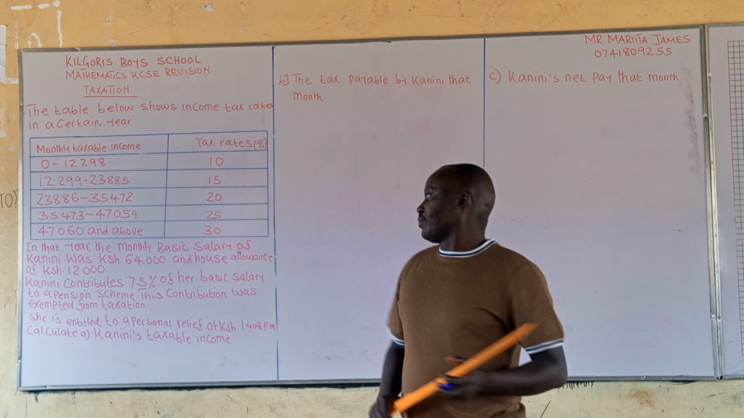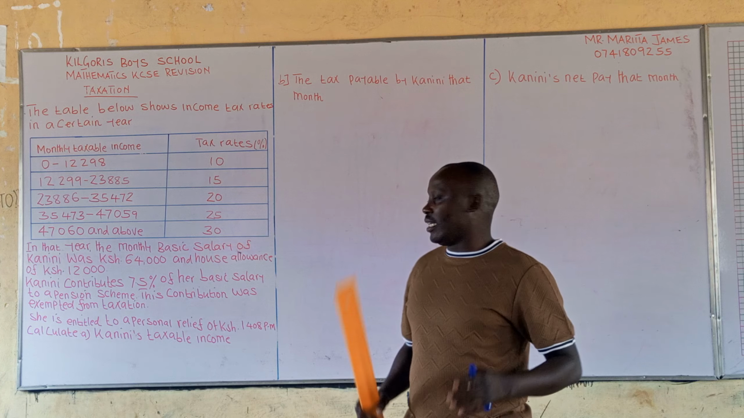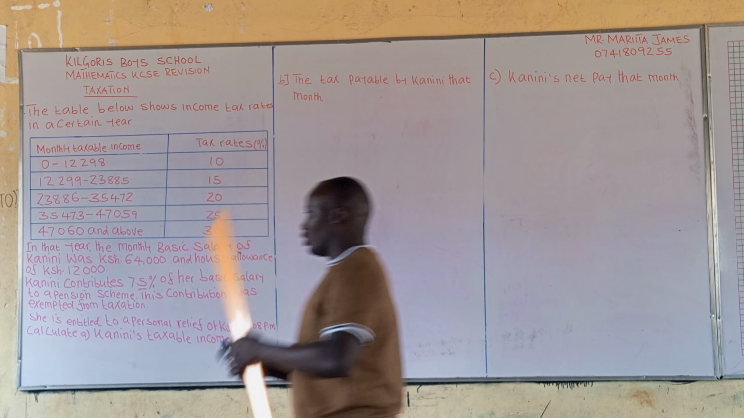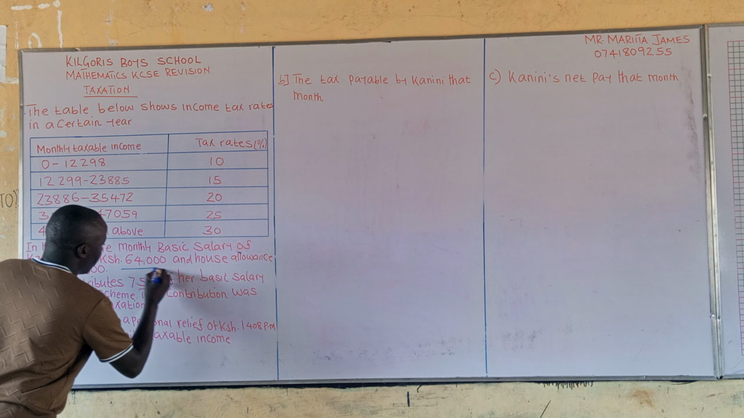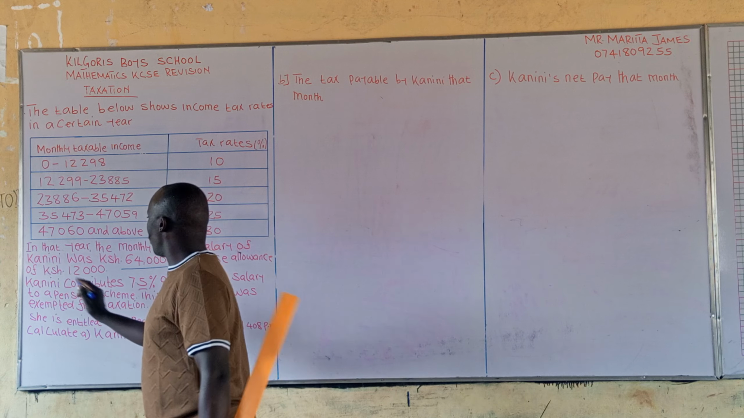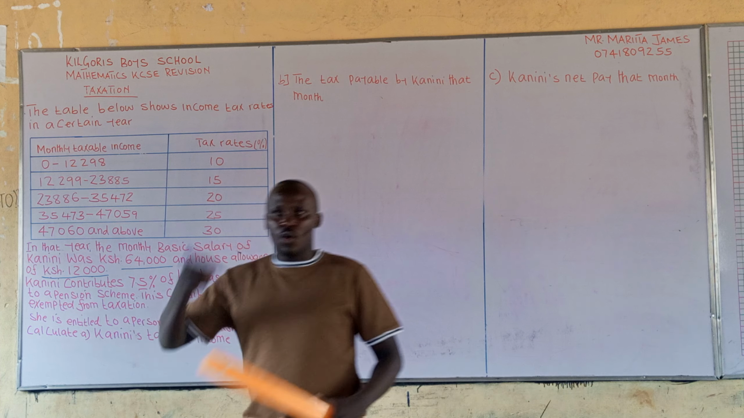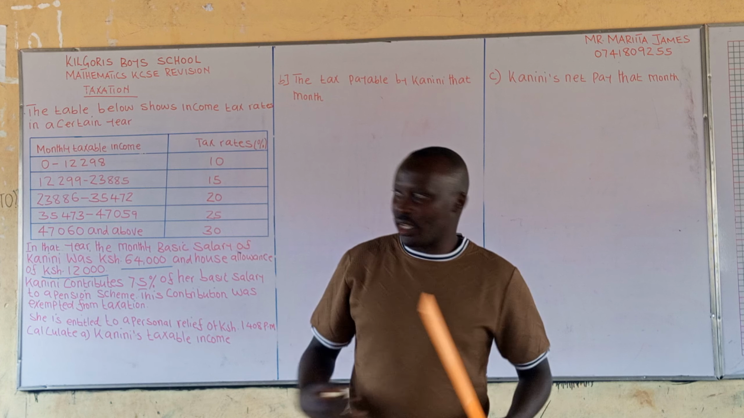In that year, the monthly basic salary of Kanini was 64,000. So Kanini was earning a salary of 64,000 during that year. And there is a house allowance of Kenya shillings 20,000. So we have only one taxable allowance in this question, and that is the house allowance of 20,000.